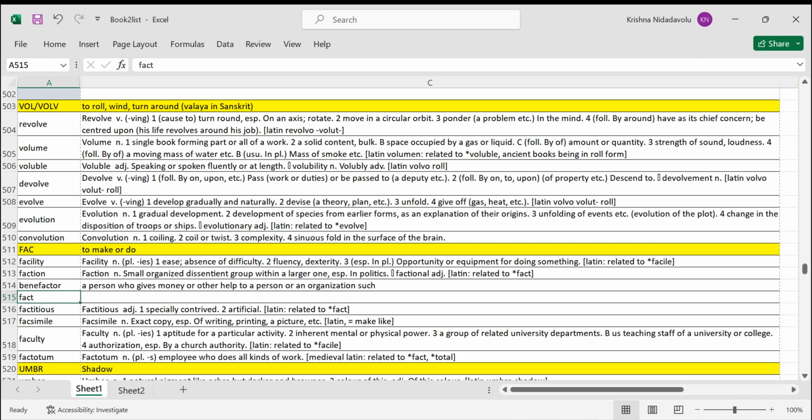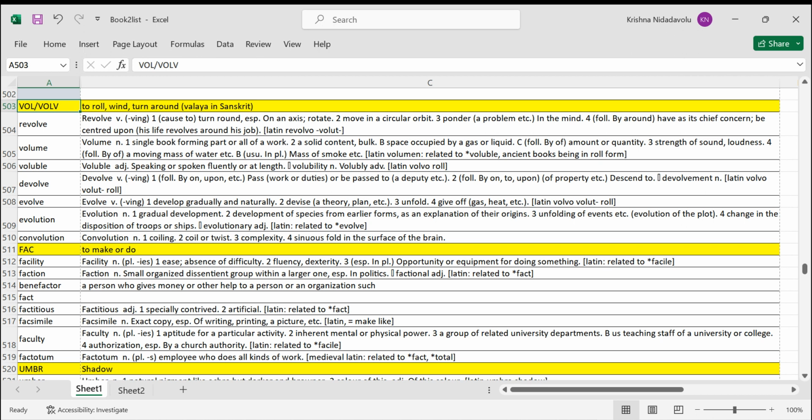Let us quickly start. Volve. Volve means to roll, or to wind, or to turn around. For example, revolve. We all know revolve means to go in a circle around a central point. Earth revolves around the sun. Earth revolves on its own axis. The fan revolved slowly, etc.